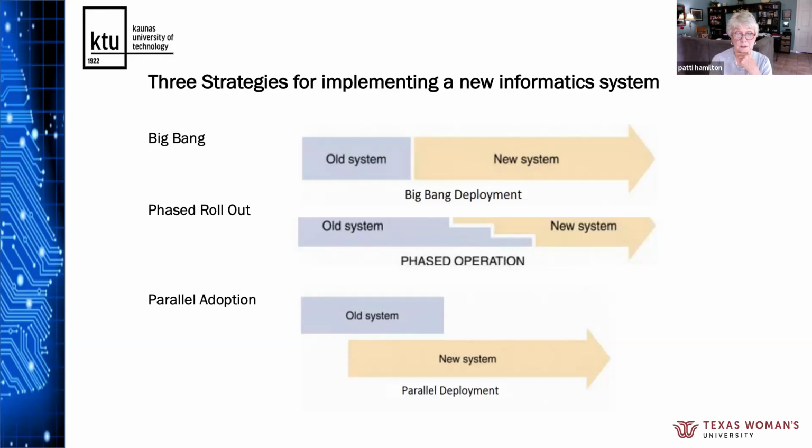And then you've got parallel, where for a while, people are having to use both the old system and the new system. So they're doing double documentation until they get comfortable with the new system, and then they've phased out the old. There are some commonalities and some differences across these, but it's important to think about this and decide what the implications are for which way you want to go.